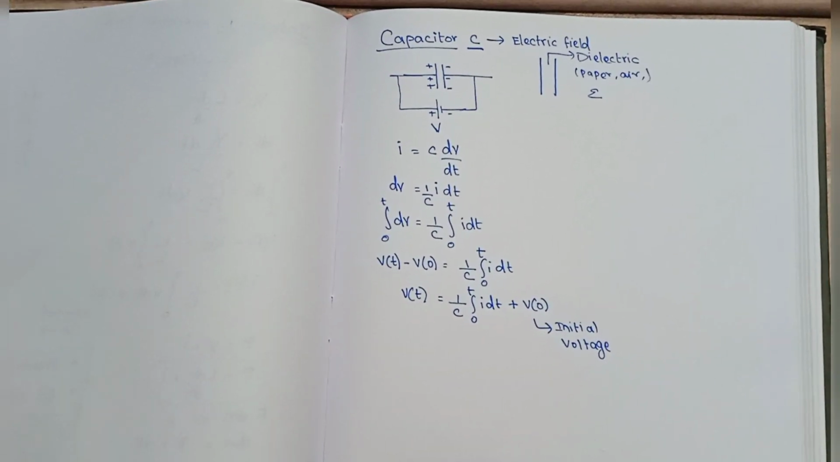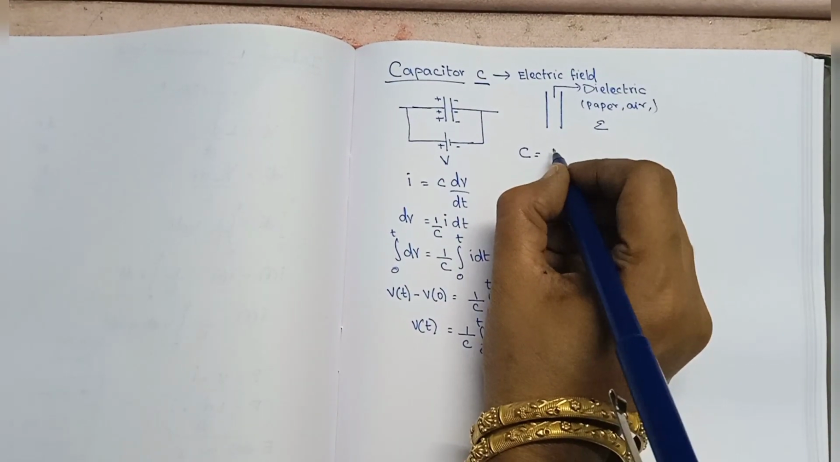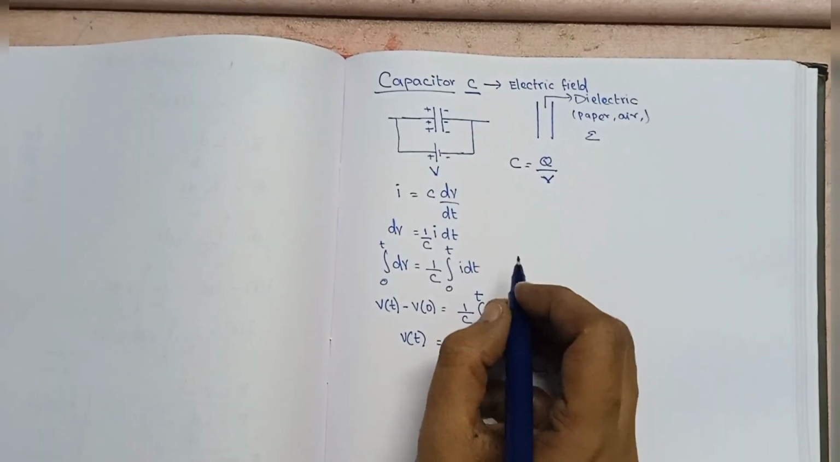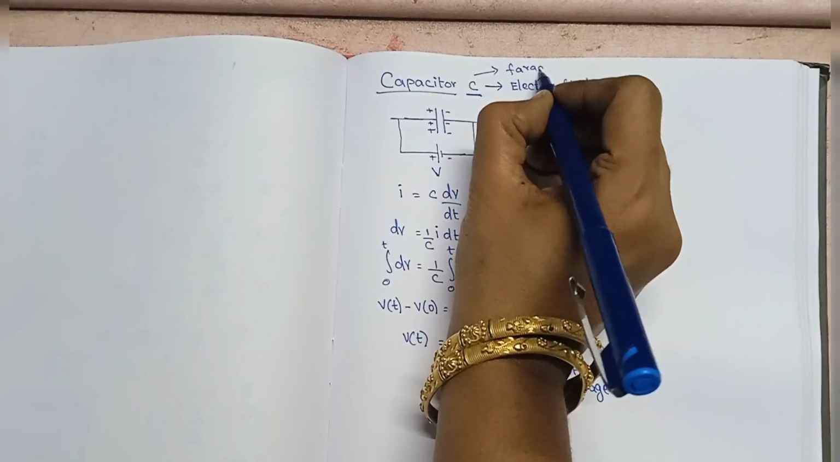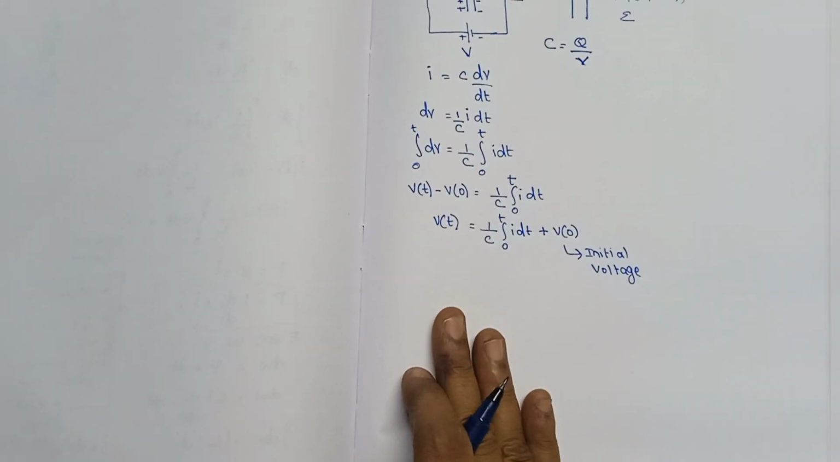And one more point I want to tell you: capacitance we can also write as charge per voltage. And the unit of the capacitor is farad. The unit of the inductor is henry. The unit of the capacitor is farad. So this is the voltage for the capacitor.